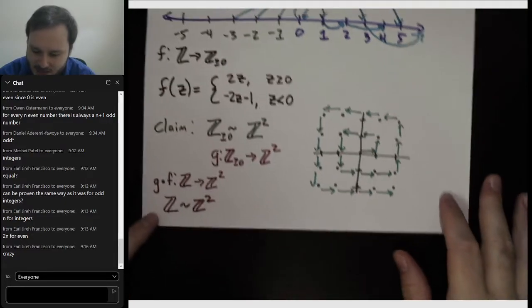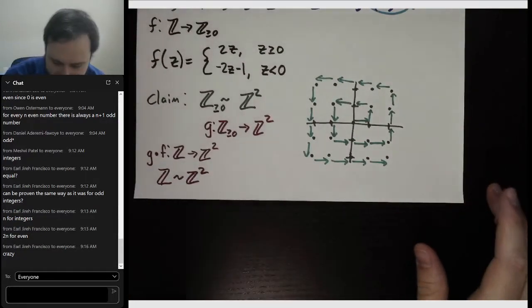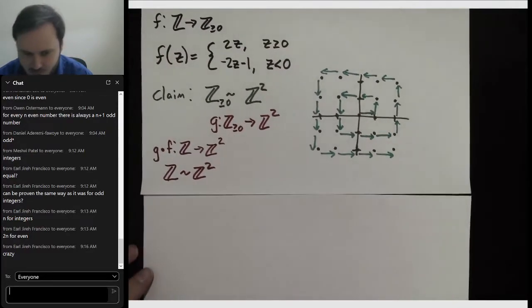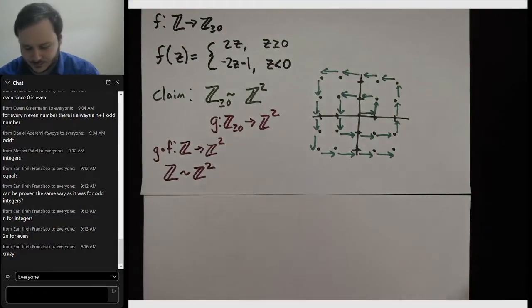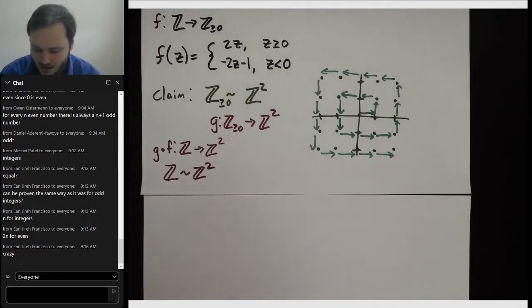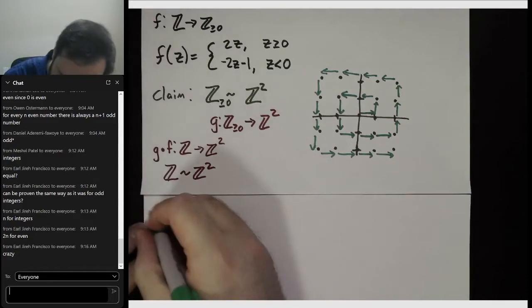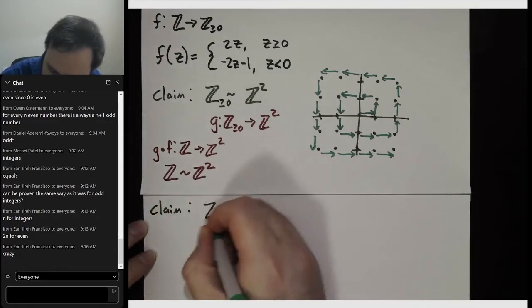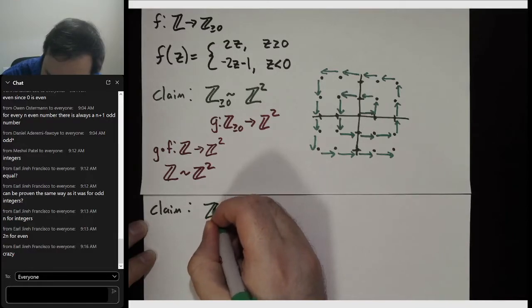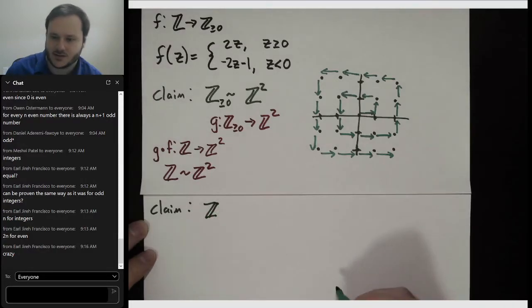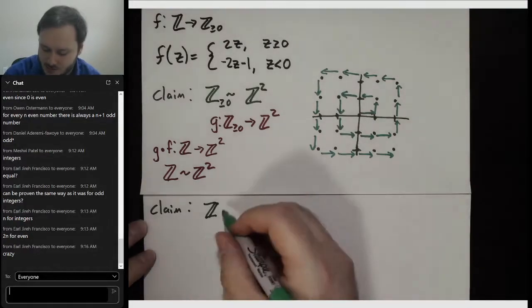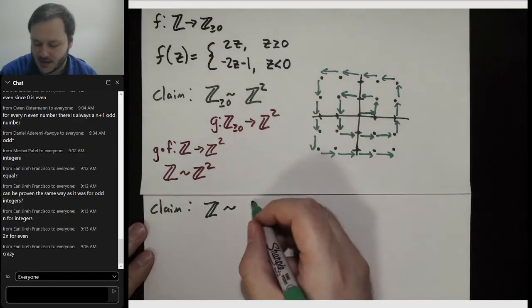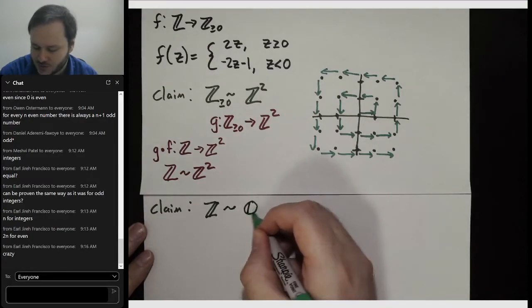Gonna take things a step further. Gonna say something crazy now. Claim: the number of integers, the cardinality of the integers, matches the cardinality of the rational numbers.